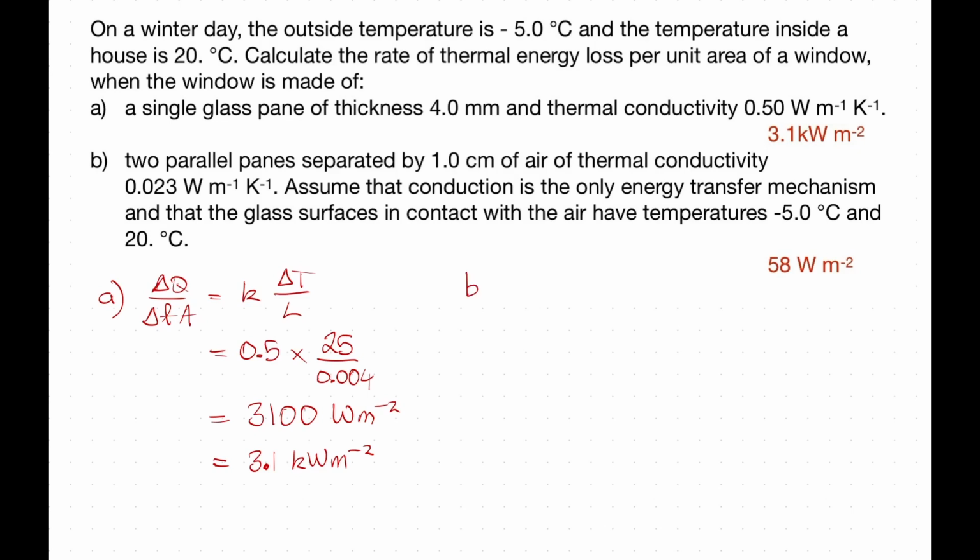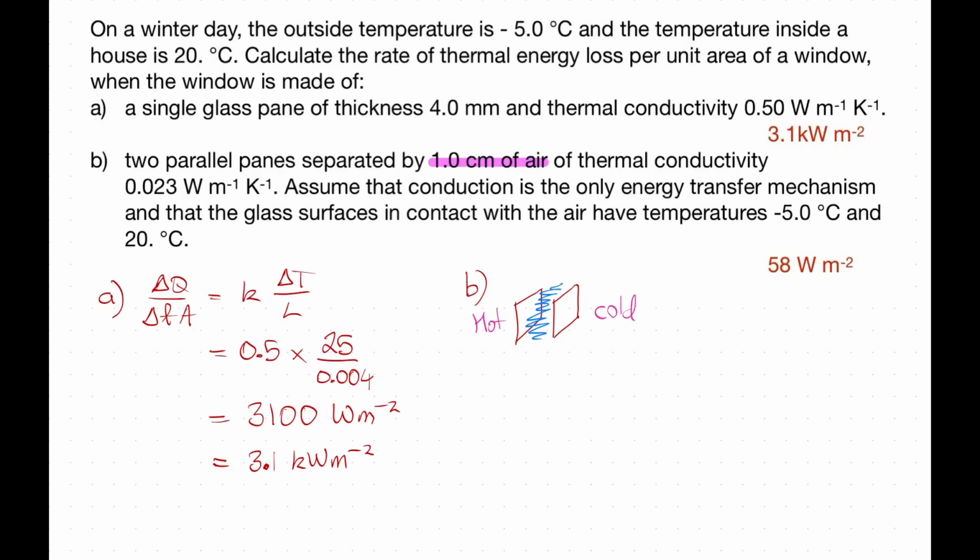Part B is a little bit of a slight annoyance, but also slightly of a tricky question. The main thing that we've got here is that we have air in between our bits of glass. We may think that what we should do is one pane of glass, another pane of glass, and then we can put some air in between with the hot side over here and the cold side over here.